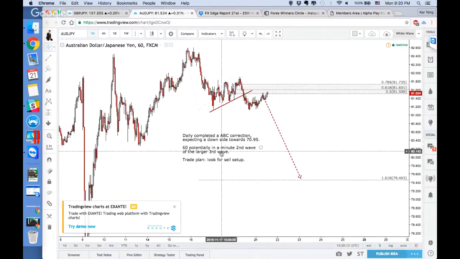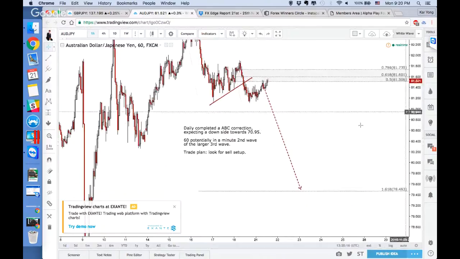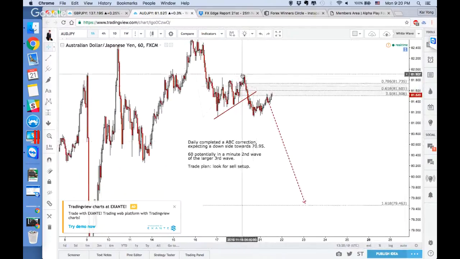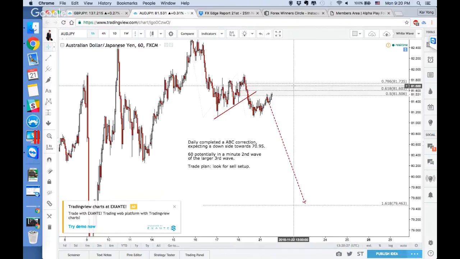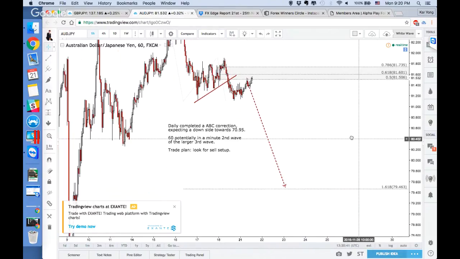The trade plan is to look for a sell setup. What I did was wait for this retracement towards the 78.6. This is just a simple structure setup, 1, 2, 3, and when it comes back up, retraces towards 81.75, I'll be taking another short. My stop is going to be very tight, just slightly above this high, 81.95. This is the reason why I'm taking this trade.